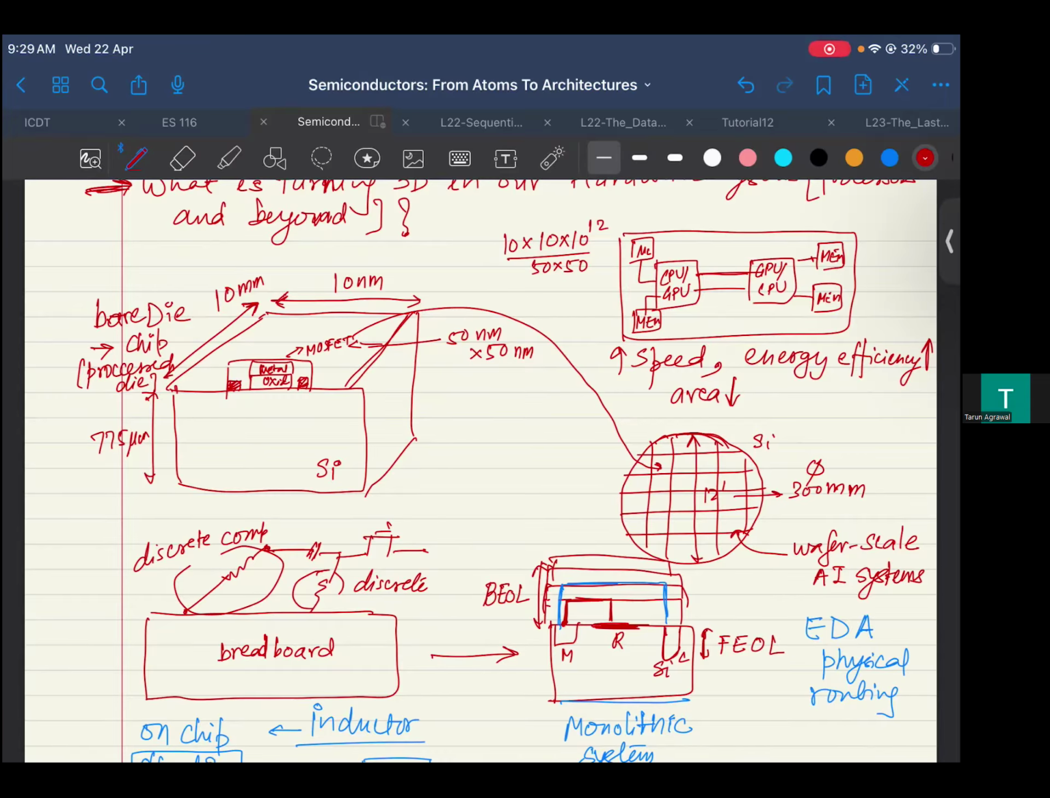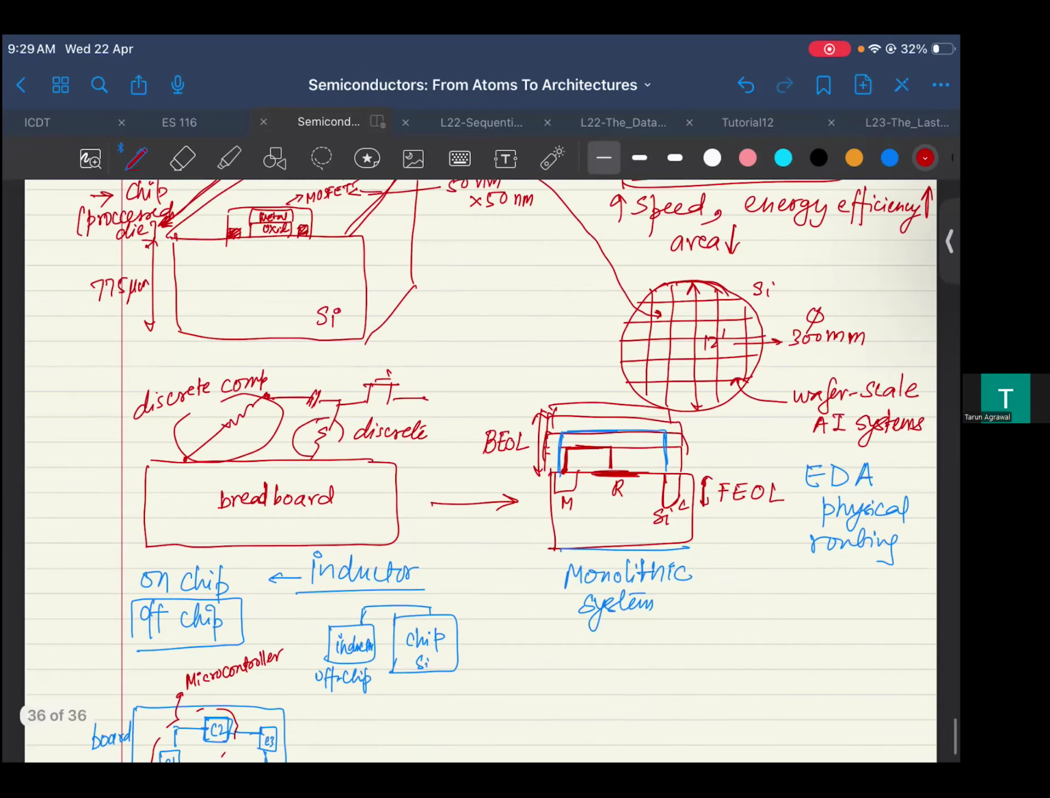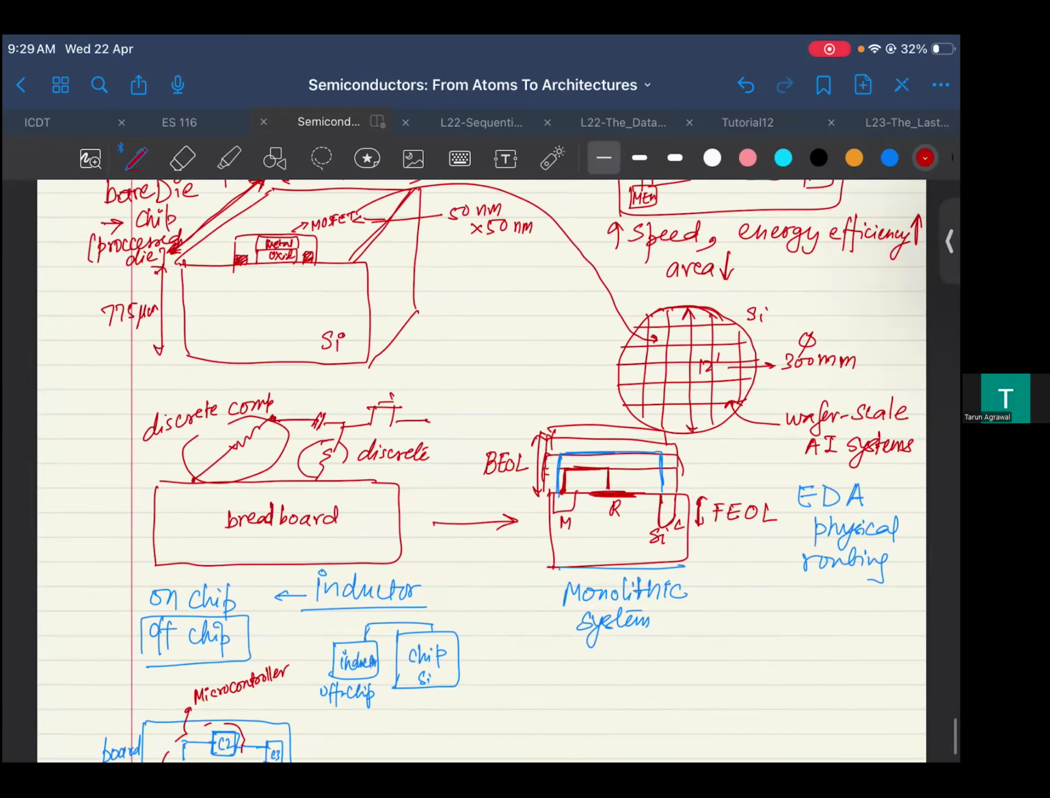And now, to connect them again, you need these metal layers which we talked about at the back end of line, right? But what is turning 3D? Because you see that the die area is very precious to you, right? You don't want to increase die area, but you want to pack more and more transistors on top of that, right? That is the key thing which we want to do.